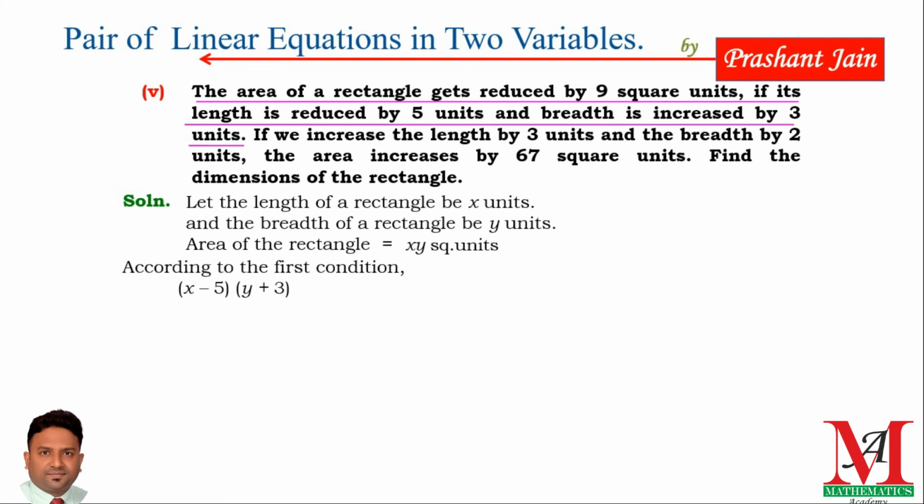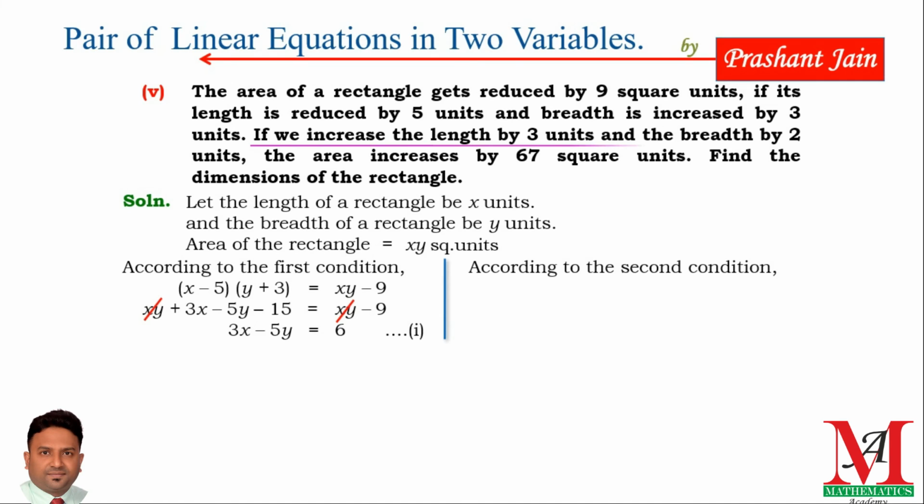So area got reduced by 9 square units from the original one, and the original area of the rectangle is xy. So now the area becomes xy minus 9. On doing the multiplication on the left hand side, we get this equation, and we see that on the left hand side as well as on the right hand side xy are there, so they can cancel with each other. After cancelling, we have the equation 3x minus 5y is equal to 6.